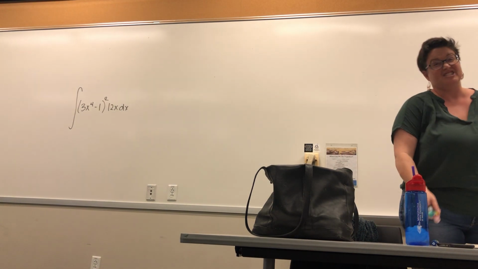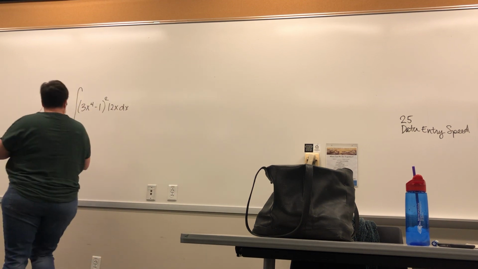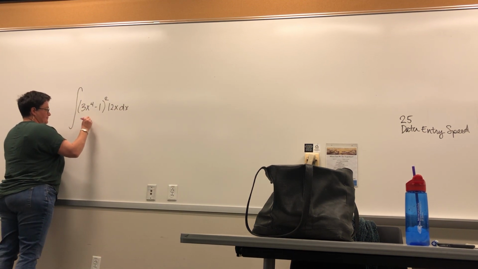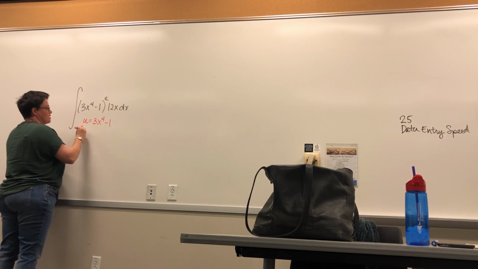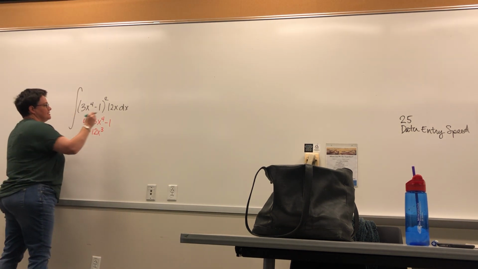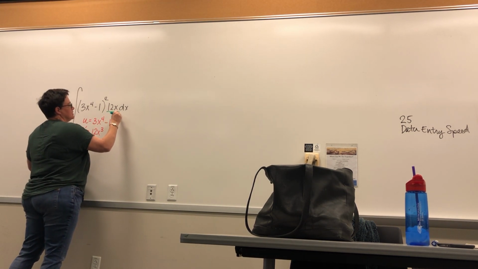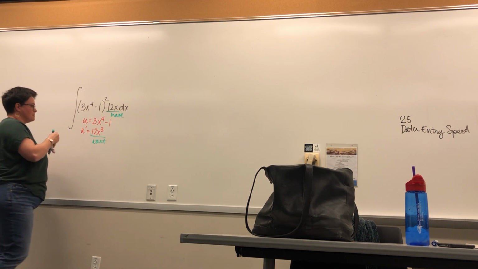The way it's set up, it's 2. We're actually going to end up using number 1. Why is that? Use your time. u is 3x to the fourth minus 1. What's u prime? And what do we have where u prime needs to live? And what do we want? We always want u prime.